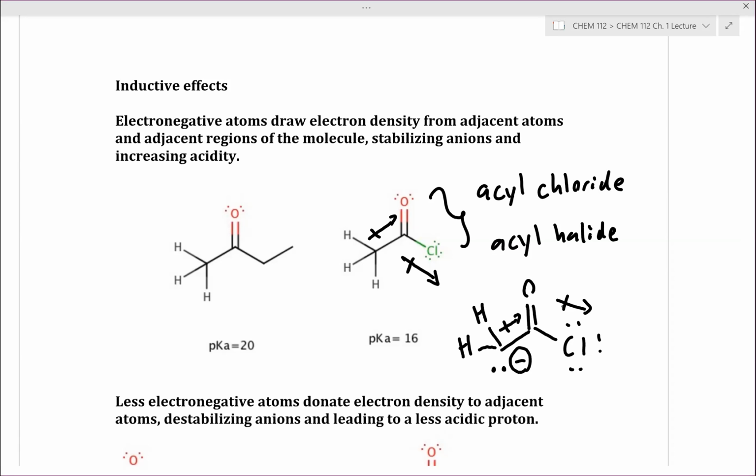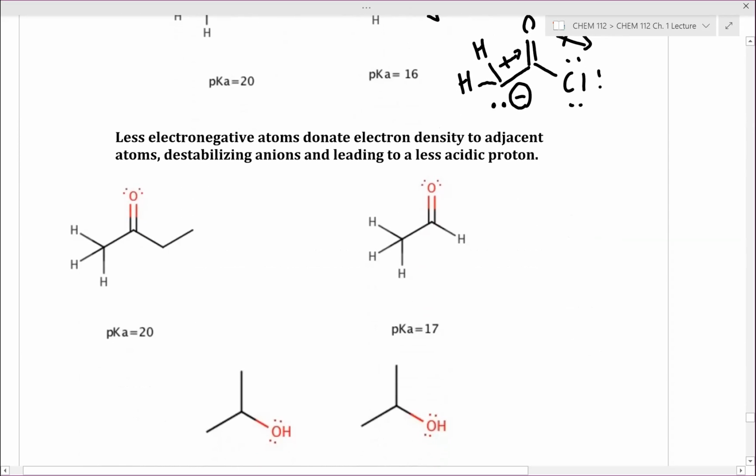This is the textbook method of assessing acid strength that we looked at last time. We write out the structure of our conjugate base, we assess its stability, and that in turn allows us to conclude whether it's a stronger or weaker acid. Does that make sense? Okay. So, another important idea is that when we have less electronegative atoms attached, these less electronegative atoms will donate electron density to adjacent atoms, which results in destabilizing our anion and a less acidic proton.